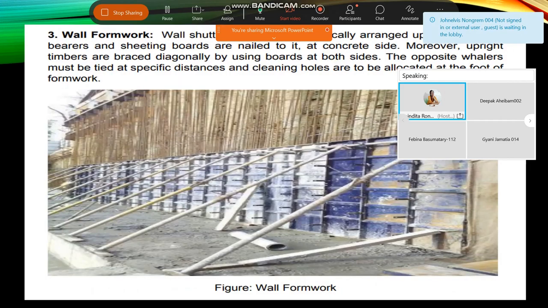Number three, wall formwork. Wall shuttering consists of vertically arranged upright formwork bearers, and sheeting boards are nailed to them at the concrete site. Moreover, upright timbers are braced diagonally by using boards at both sides. The opposite walers must be tied at specific distances and cleaning holes are to be located at the foot of the formwork.